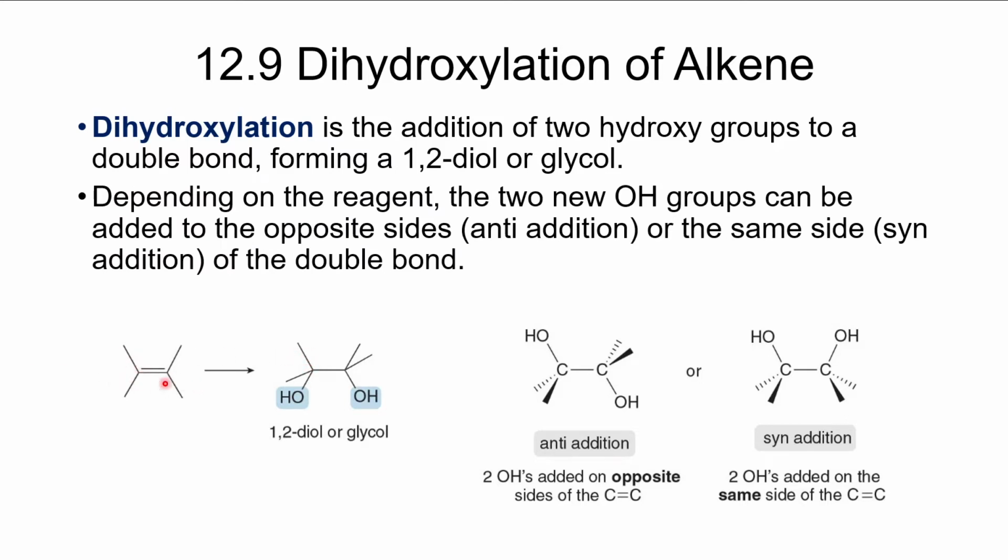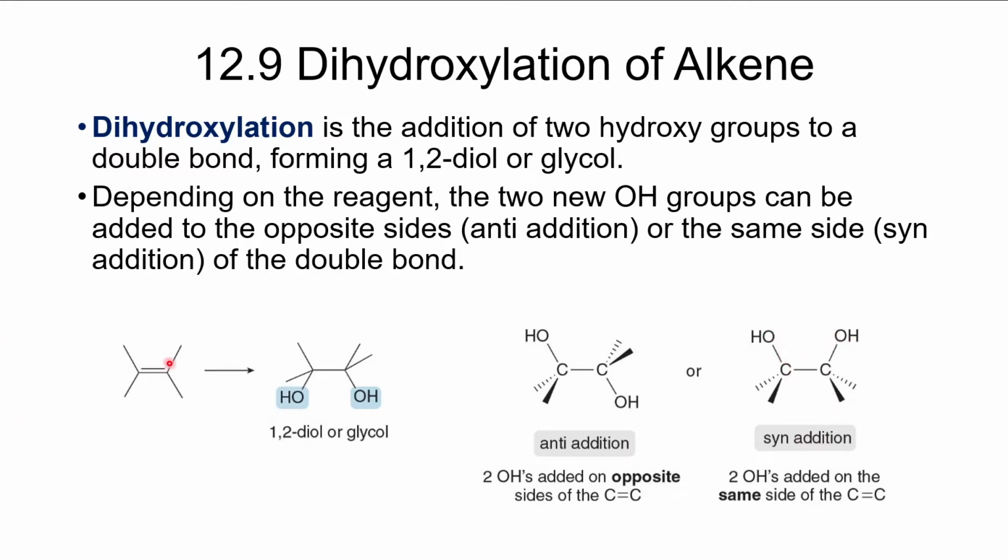Now it turns out that there are two different ways that we can make this happen. One where we add the oxygens on the same side of this carbon-carbon double bond, and one where we add them anti to each other. If we add them anti, we'll have one OH on each carbon, but they will be added in an anti fashion, so they'll be on opposite sides of our pi bond. And here, if we add them syn, they will be on the same side.